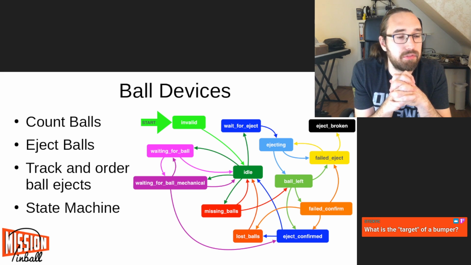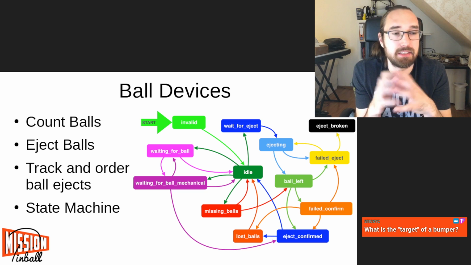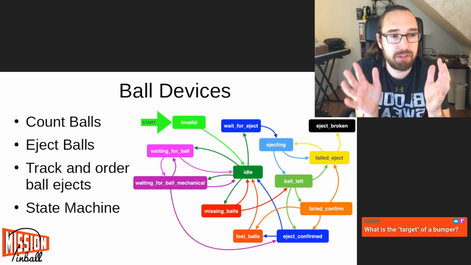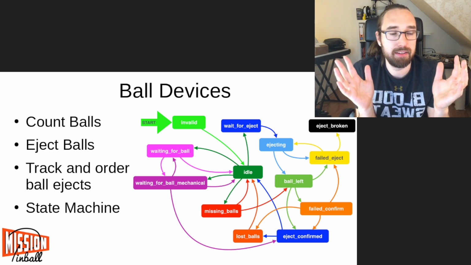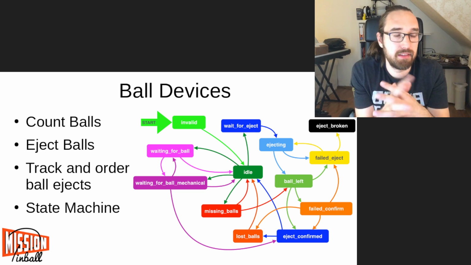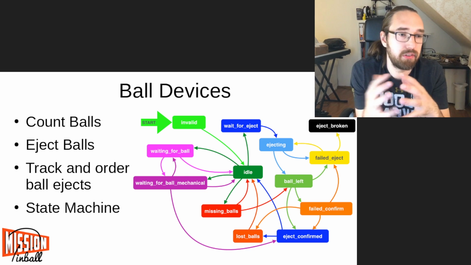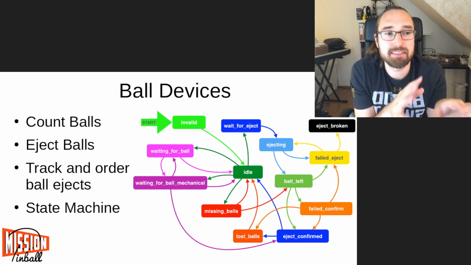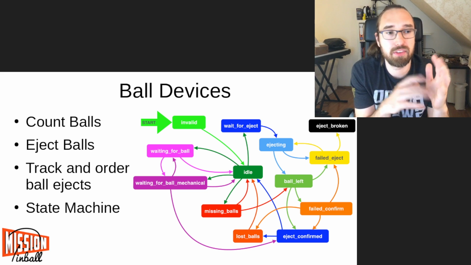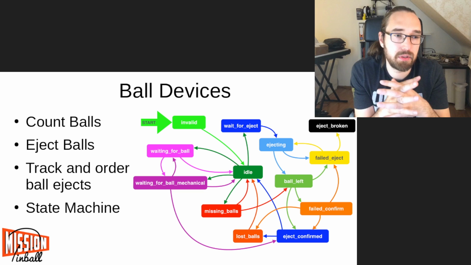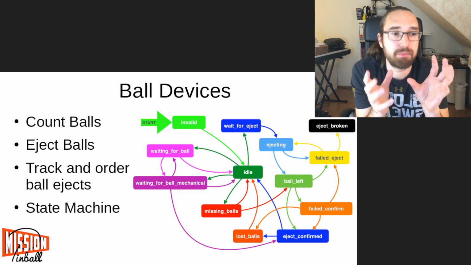The target of a bumper. A bumper is not a ball device, so maybe I should define that. A ball device is a device which can actually capture a ball and keep a ball and can decide if it wants to eject the ball or not. So that's a ball device. I mean, the plunger is a little bit special because the player decides, but it has to have a ball switch somehow to be able to count balls and has to capture balls.